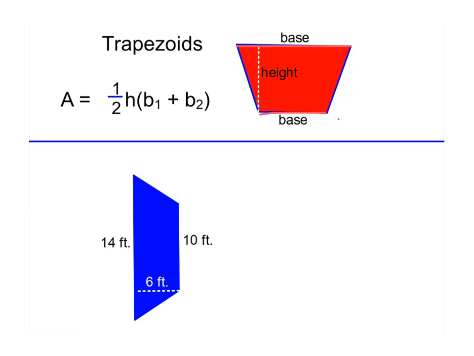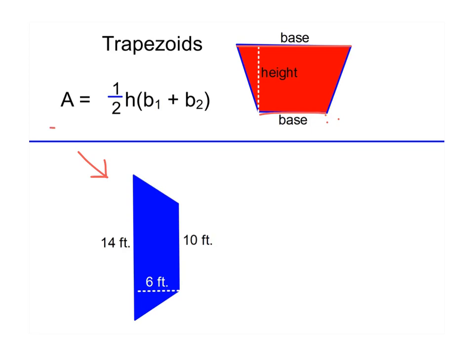Now, I don't like to get in the habit of saying that the bases are the top and the bottom, because we could turn that trapezoid on its side, like this blue one that we have down here on the bottom. And now my bases are not the top and the bottom anymore. So it's important to know the bases are the parallel sides of your trapezoid. Okay, and then we have the height that is perpendicular to the bases.